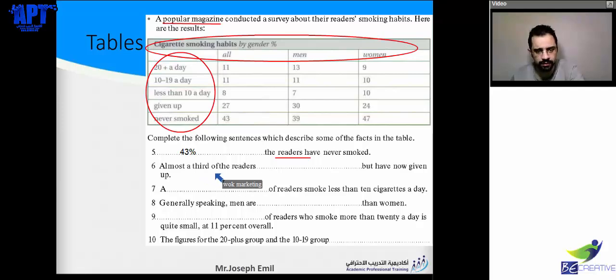Almost a third of the readers. Almost a third. So we're looking for a percentage which is a bit lower than 33%. So something like this, 27. A third of the readers again. Alright? Here, has smoked or had smoked, but have now given up. Maybe you can say had smoked.